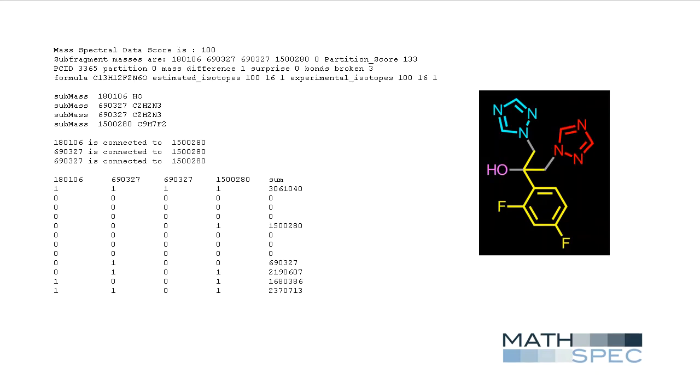By opening the file of the most relevant compound, we see the printout of how PCID 3365 matched the first partition. PCID 3365 is fluconazole. Mass spectral data is always ambiguous, so relevance is very important. Other factors are the number of partitions that match the molecule out of the 10 best, the mass difference, and the number of bonds disconnected. The experimental isotopes were calculated here.